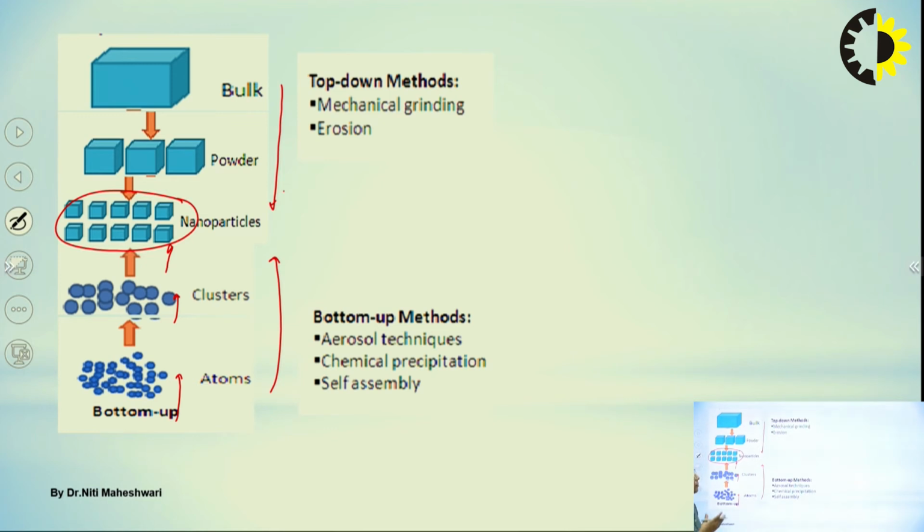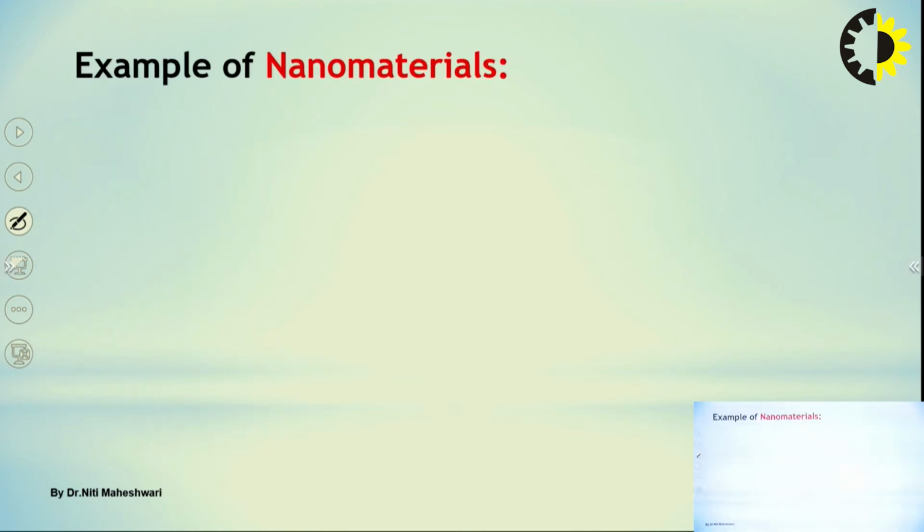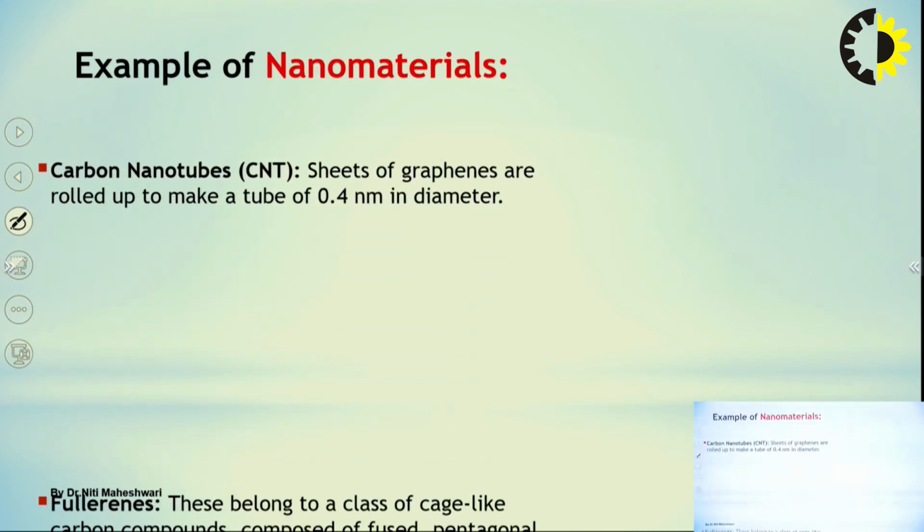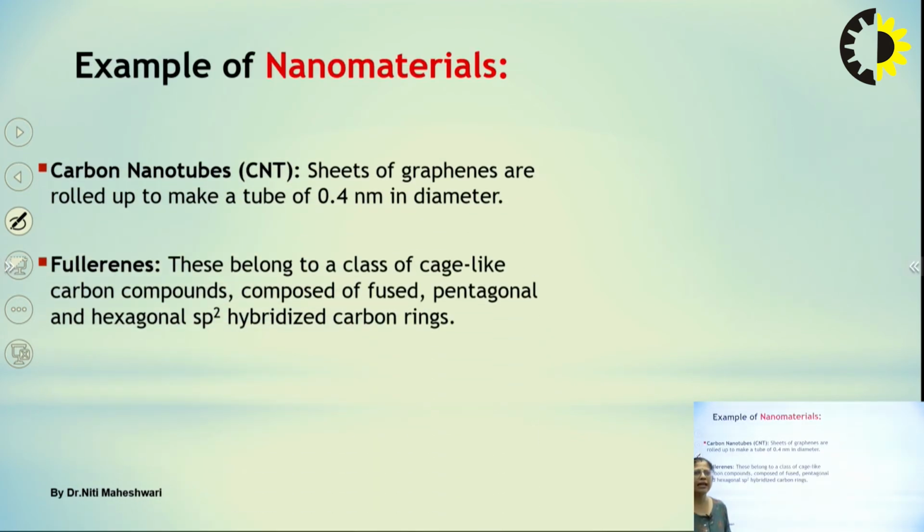And the methods that use top-down approaches, I've already discussed: mechanical grinding or the erosion methods. For the bottom-up approach, it is the aerosol technology or the chemical precipitation or the self-assembly. Coming to the examples of nanomaterials. The first example that I'm going to take is the carbon nanotubes.